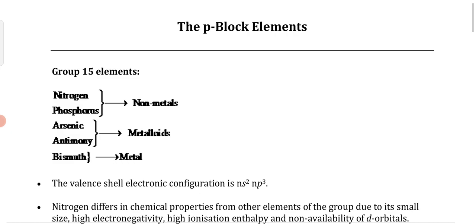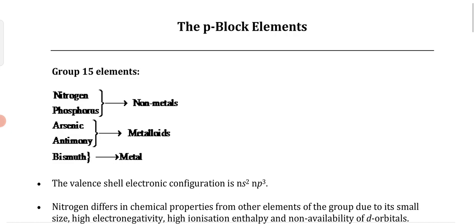So we can see that if we go from top to bottom in this group, from nitrogen to bismuth, the metallic property increases. Why is it increasing? Because if we come from top to bottom in a group, the size of the elements increases as new shells are added. The principal quantum number is increasing. So the force of attraction between the valence electron and the nucleus decreases.